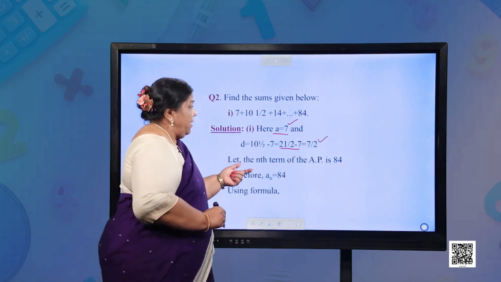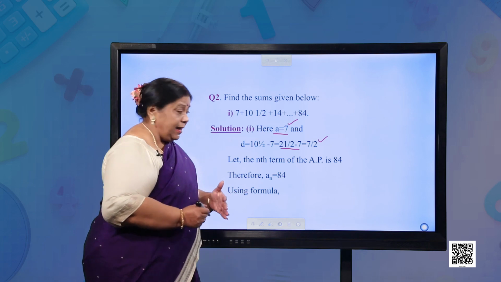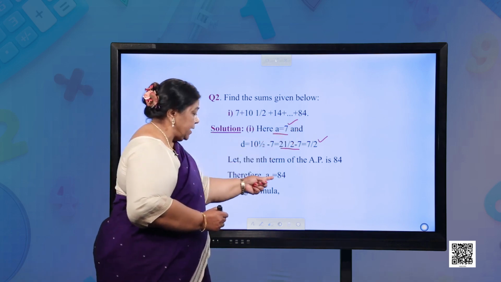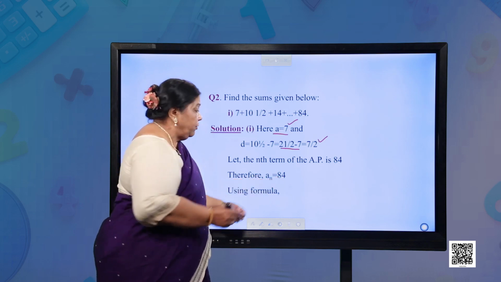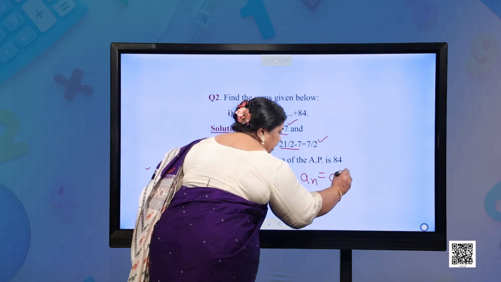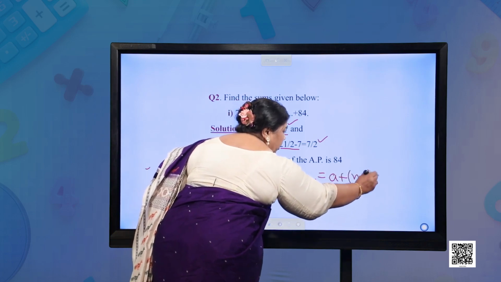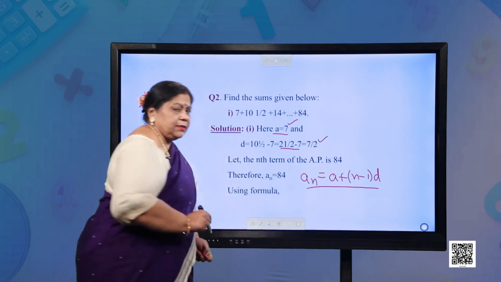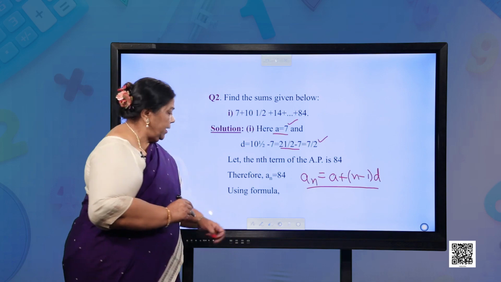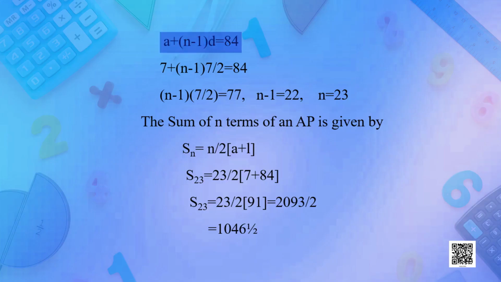Now I have to first find out n. For that I will use last term 84. So an is 84. What is the formula to calculate n? It is an is equal to a plus n minus 1 into d. I will use this and first find out n, and then we will calculate Sn. Okay, let us see how. We have a plus n minus 1 into d as 84. So 7 plus n minus 1 into 7 upon 2 is equal to 84.